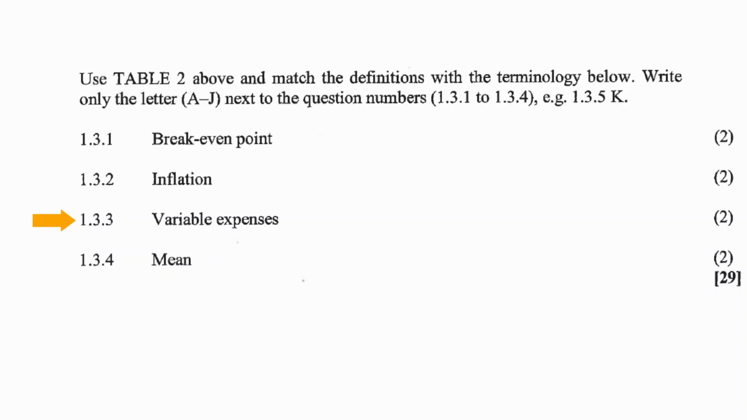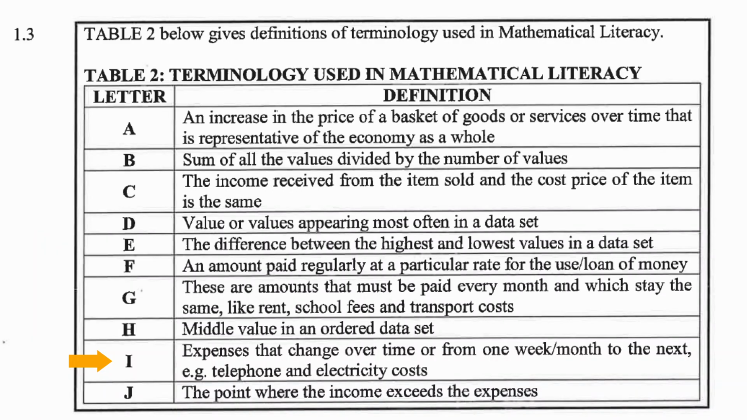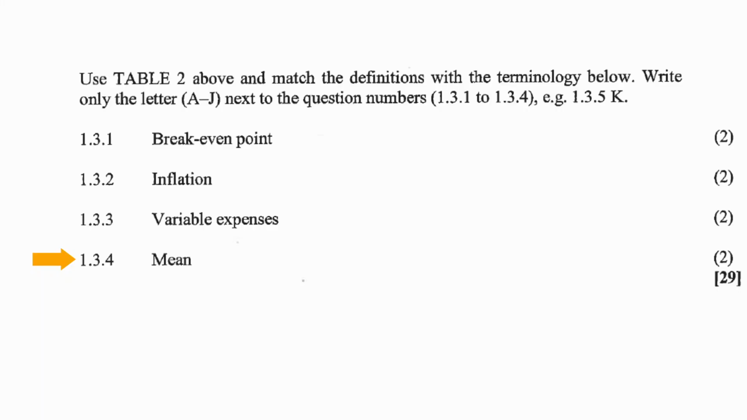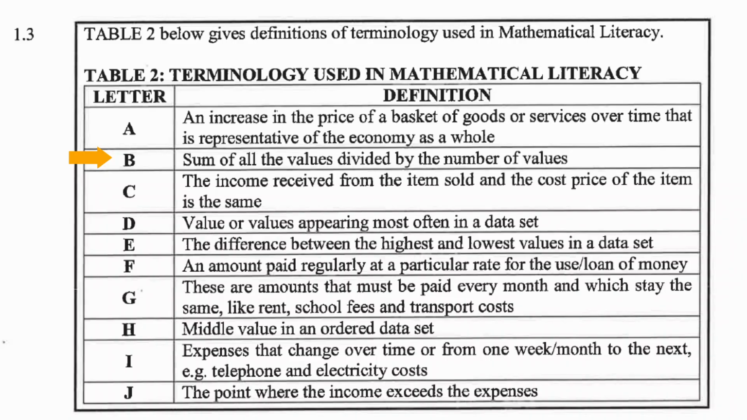In question 133, we are given the term variable expenses. The definition of variable expenses is I, the expenses that change over time from 1 week or month to the next, for example, telephone and electricity cost. In question 134, we are given the term mean. The definition of mean is B, the sum of the values divided by the number of values.